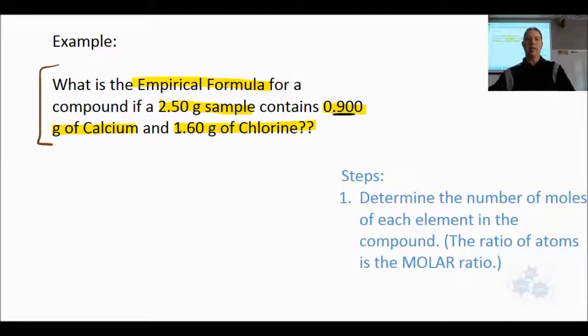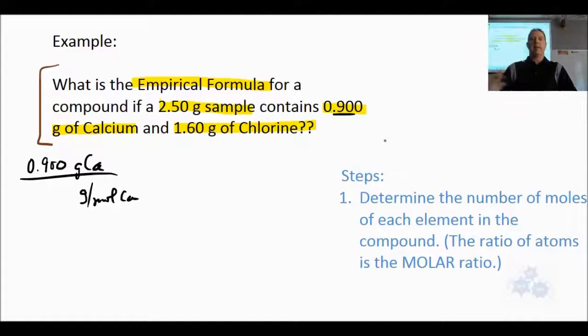So we have 0.9 grams of calcium. All right, so that is our mass, 0.900 grams of calcium. What is the grams per mole of calcium? Because remember, to get from mass to moles, you divide by grams per mole. So calcium should be 40.078. Does that look right? Okay.